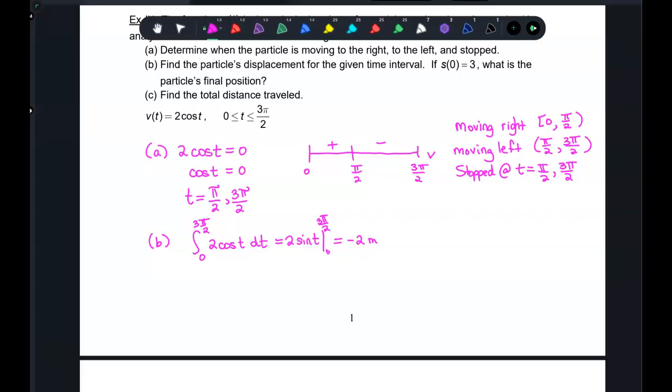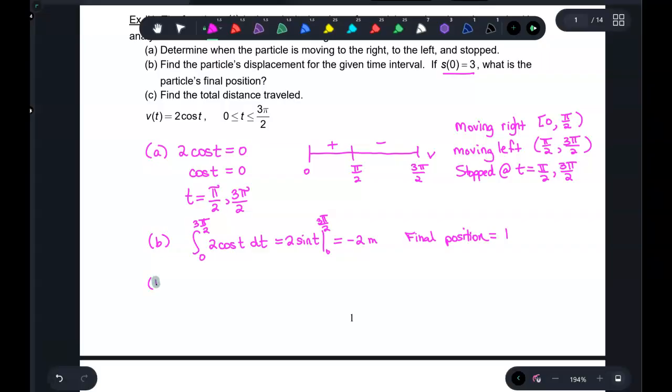Because sine of 3 pi over 2 is negative 1, so 2 times negative 1, and sine of 0 is 0. And then the final position, so if s of 0 equals 3, what's the final position? Position equals 1. And then total distance traveled. Wait, how do you get final position? We take the initial position, which is 3, and we add the displacement.